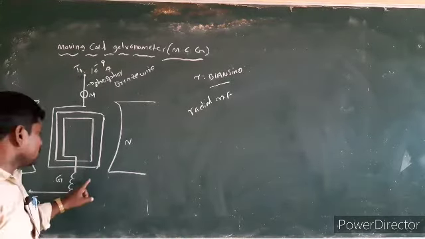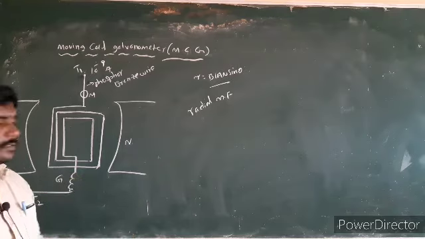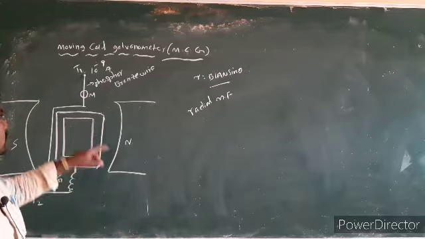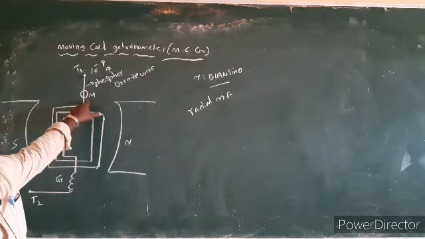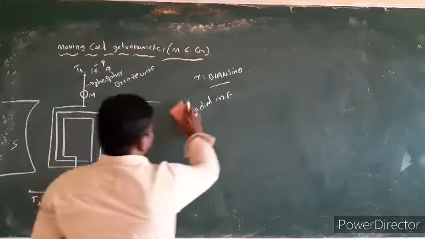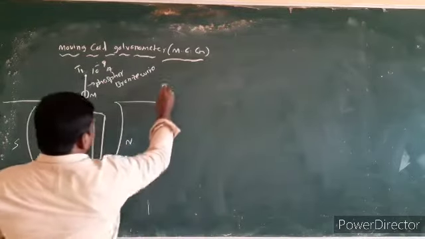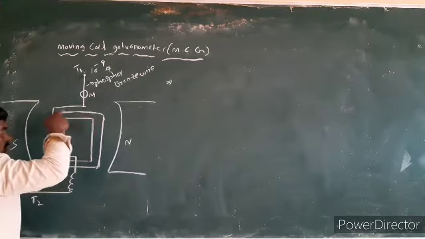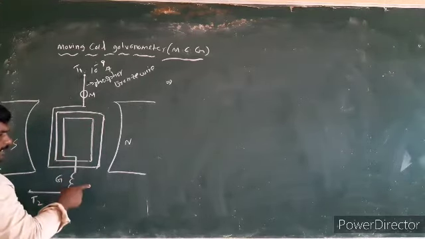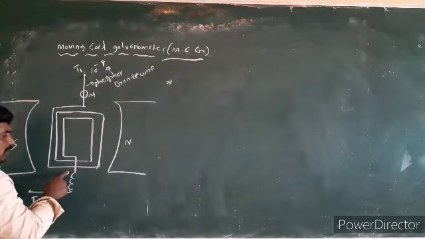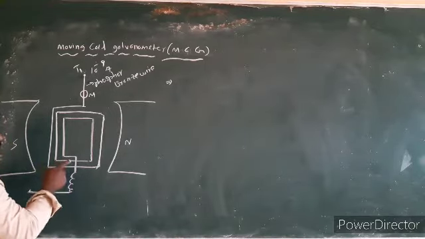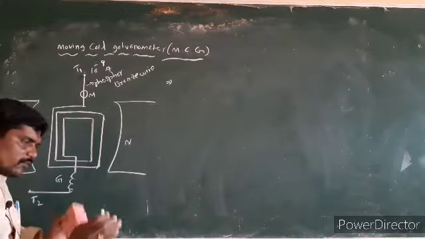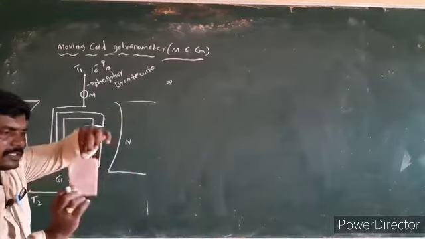When torque acts, the coil rotates in the magnetic field. How much angle it is rotated, we can measure by using this mirror. Since the magnetic field between these concave shaped poles is radial, for every position of the coil the magnetic field lines are parallel to the plane of the coil. That's why the maximum amount of torque acts on the coil, and that's why the coil deflects.